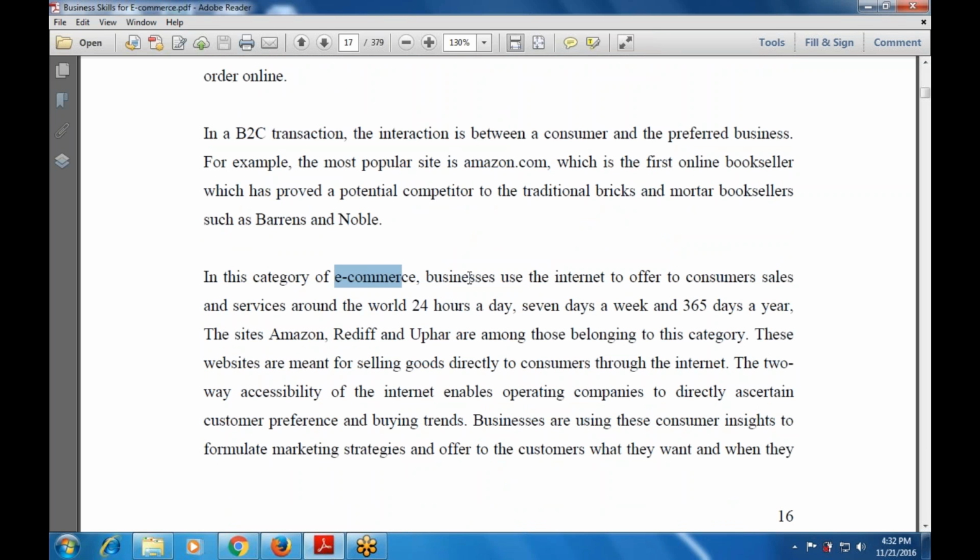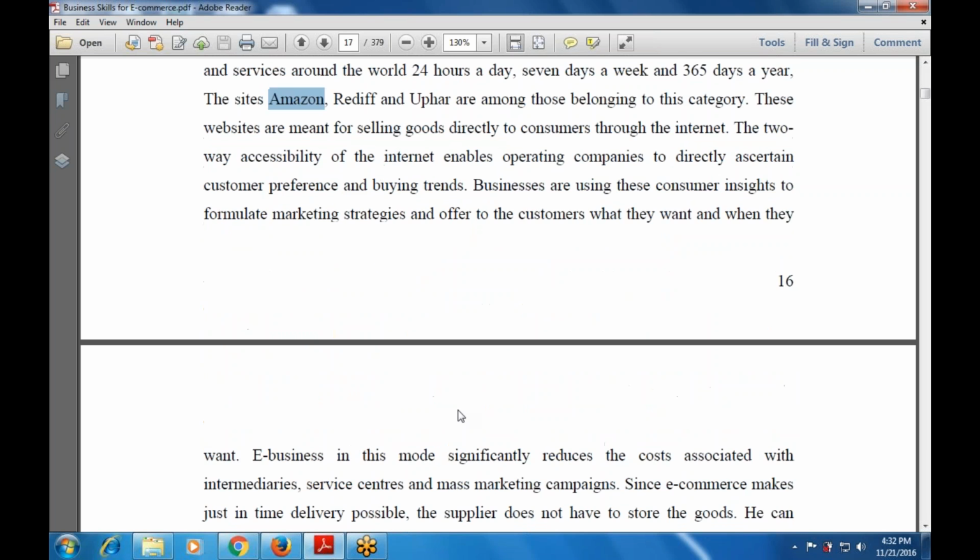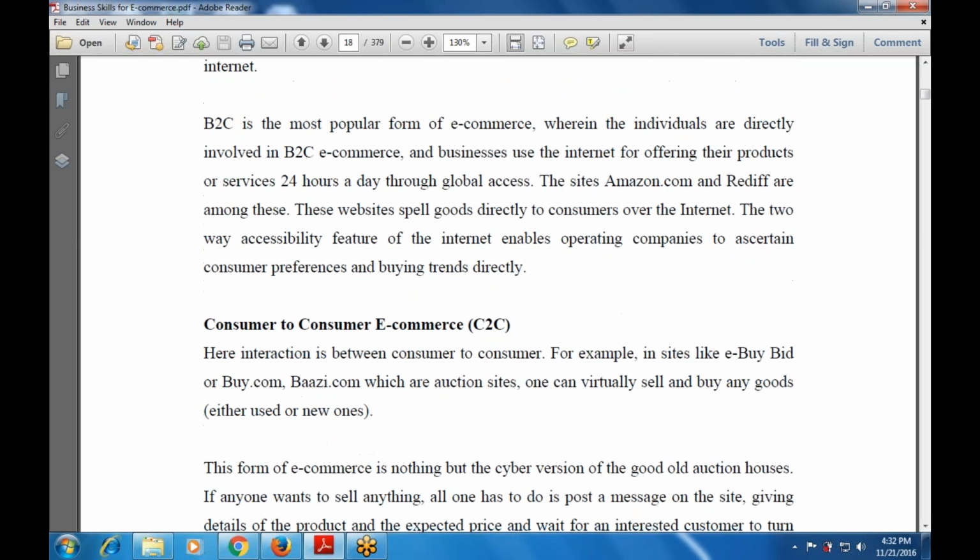And in the category of e-commerce business, you use the internet to offer consumers sales and services around the world 24 hours a day, 7 days a week, and 365 days a year. These sites, for example, include Amazon, then C2C.